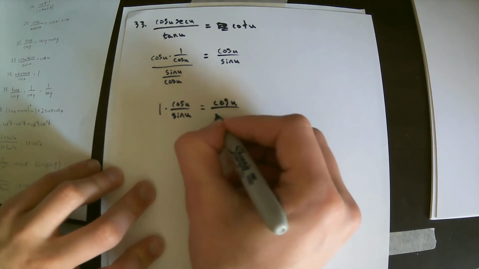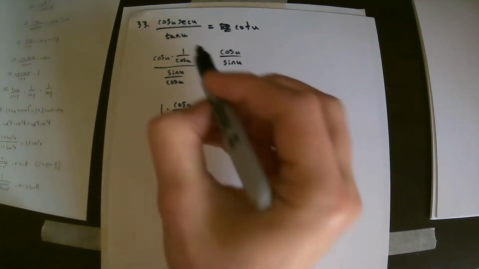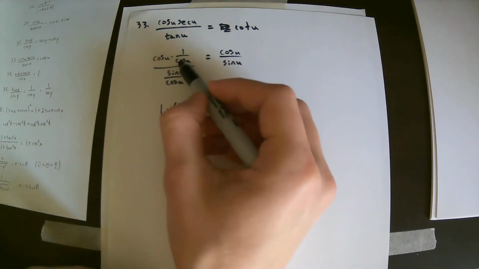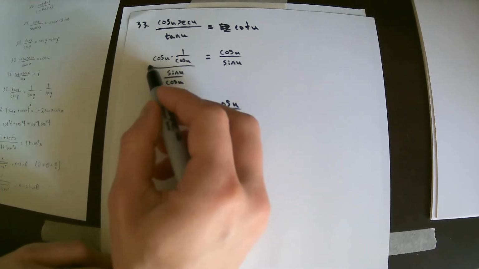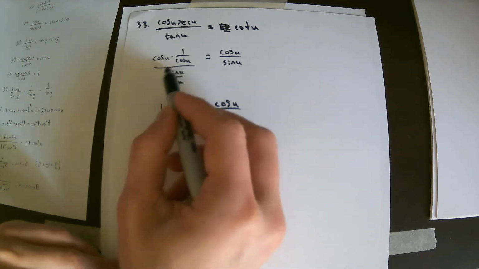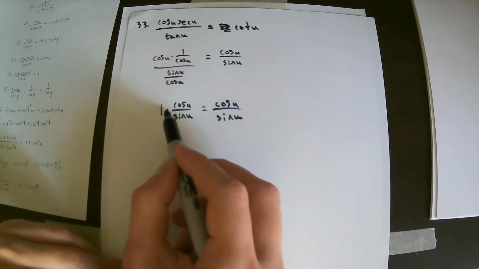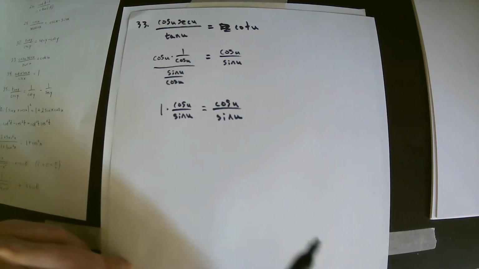But that's it, really. That's all I need. Not much to this one. So cosine u times 1 over cosine canceled. They cancel each other, just become a 1. And then I have divided by sine over cosine. That's going to turn into times cosine over sine. But that's exactly what's on the right-hand side.